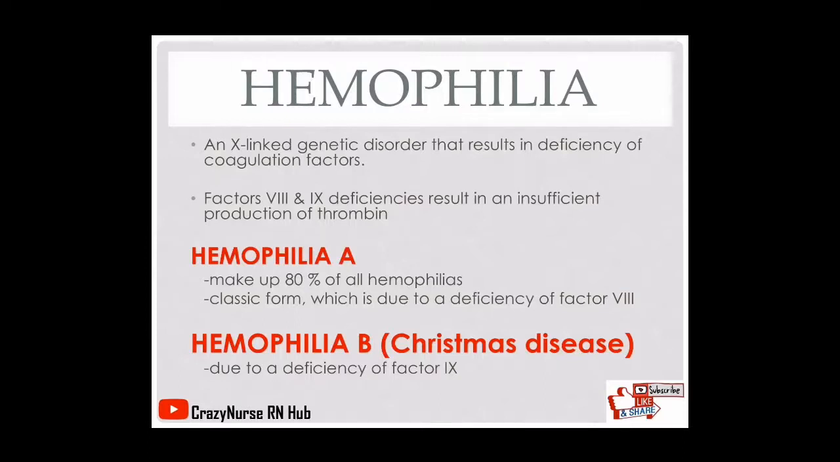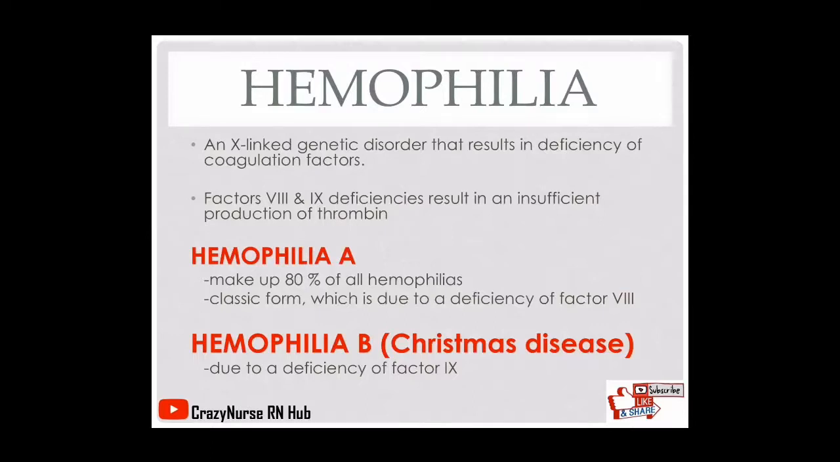Also, we can categorize hemophilia into two. We have hemophilia A and hemophilia B, also known as Christmas disease. Hemophilia A makes up 80% of all hemophilias. That means this is the common type of hemophilia. It is the classic form, which is due to a deficiency of factor 8. So when there is a lack of clotting factor 8, it's hemophilia A.